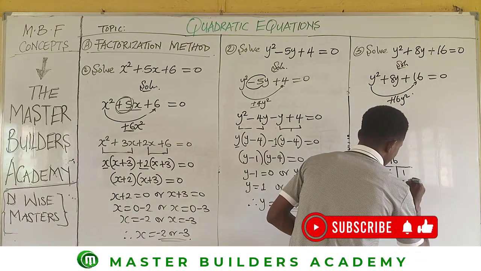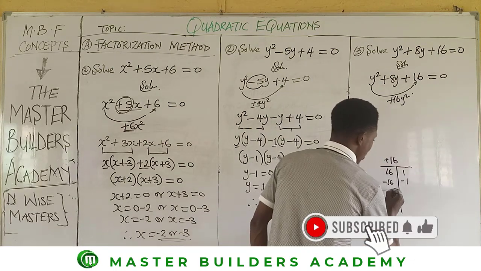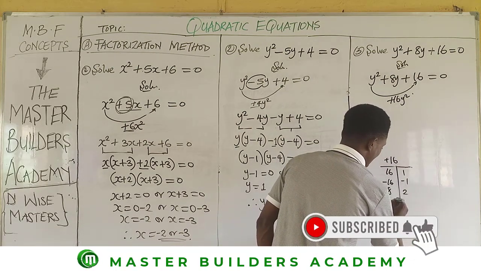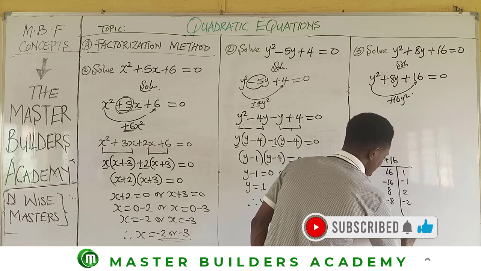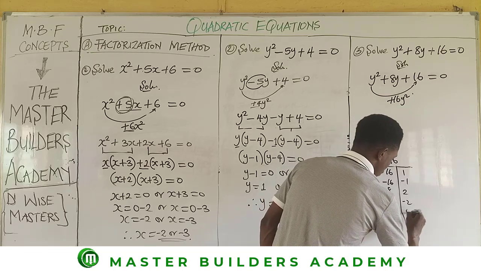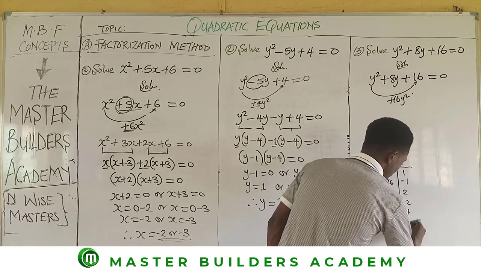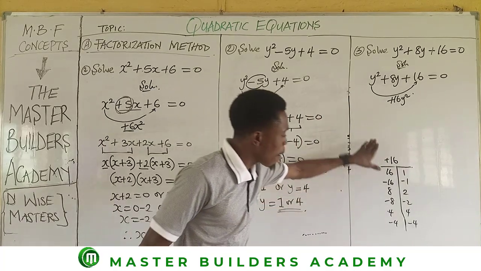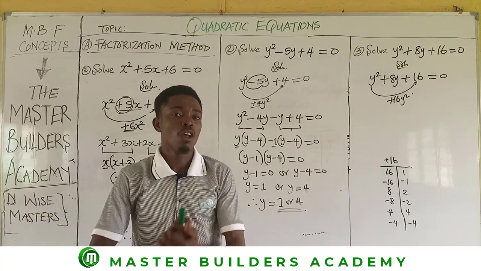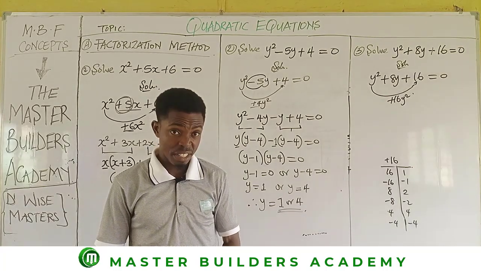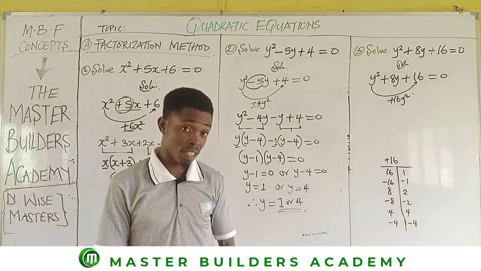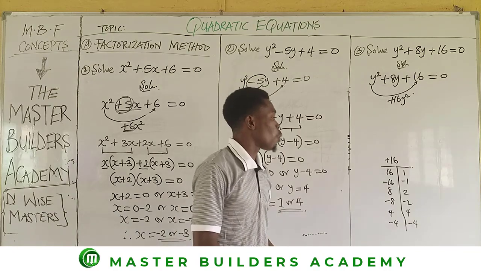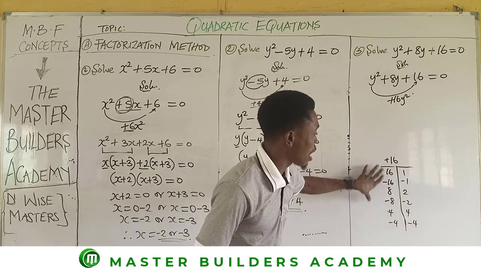Minus 16 times minus 1. Then the next is 8 times 2, or minus 8 times minus 2. Then we also have 4 times 4, or minus 4 times minus 4. This is what we have. These are the 6 factors of plus 16. Are we there? Now, what do we do now? What controls which of these factors we are going to pick?